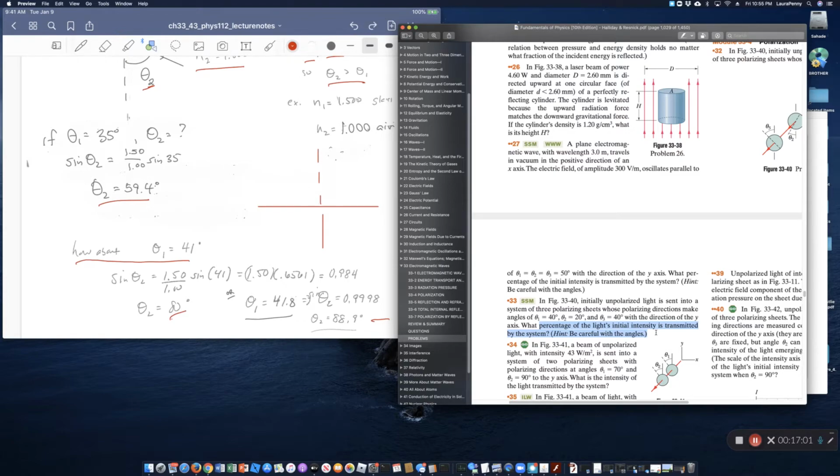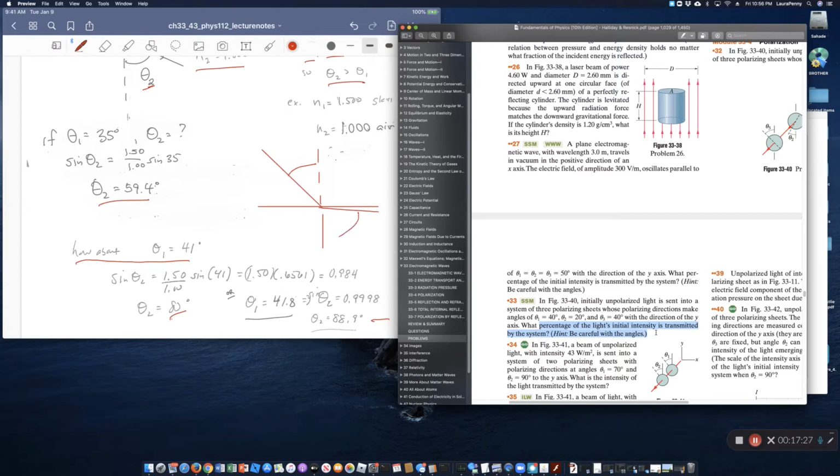Make that a little bit. Here's our incident ray, 41.8 degrees. So now 88.9 degrees, I don't even know if I can draw that. It's very, very close to the interface, right?